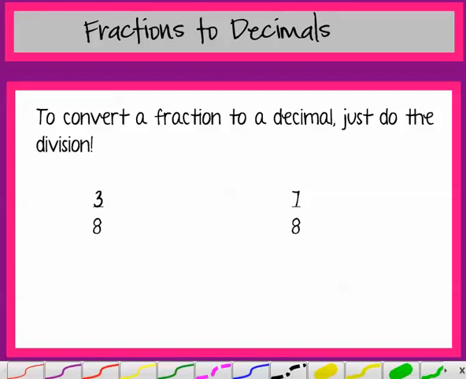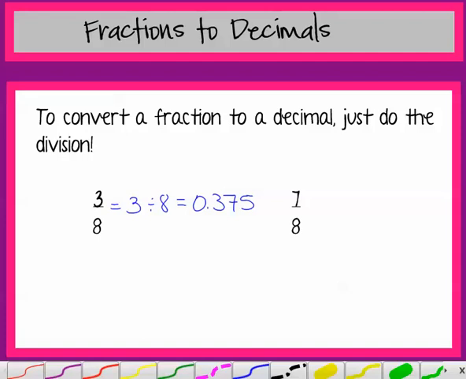In order to convert a fraction to a decimal, we are simply going to do the division that the fraction represents. So for example, if we have 3/8, we know that that represents the division puzzle 3 divided by 8. And when we do that division, we find that we get the decimal 375 thousandths. So the conversion from a fraction to a decimal is that easy.